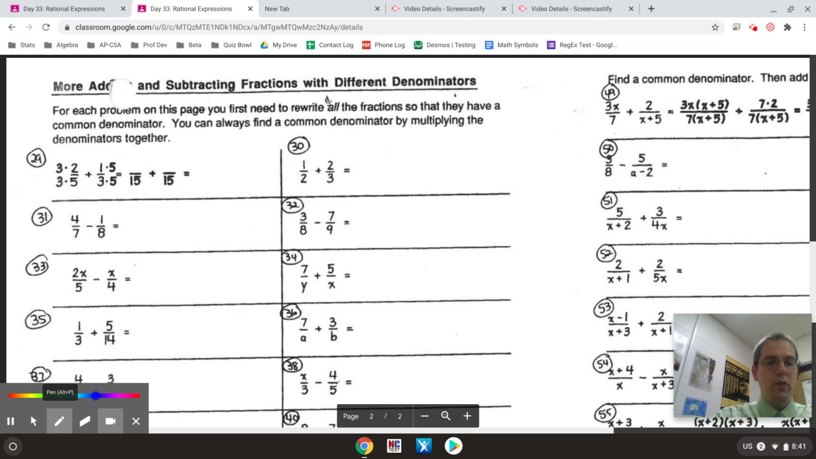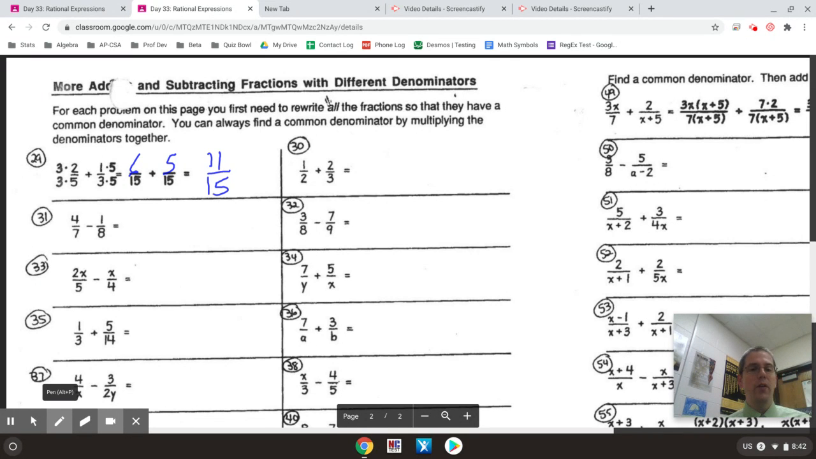3 times 2 is 6. To turn a 3 into a 15, they needed to multiply by 5. So 1 times 5 is 5. And then once I have the common denominator, I'll add just like we did on yesterday's lesson. So 6 plus 5 is 11. I have 11 over 15.